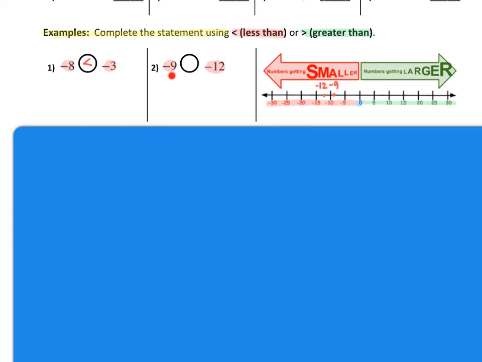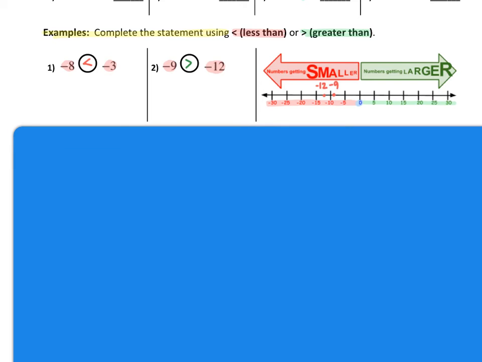If we look at example 2, we're also comparing two negative numbers, negative 9 and negative 12. When I plot those two numbers on the number line, I notice negative 12 is further to the left than negative 9. So that means negative 12 is less than negative 9. So negative 9 is greater than negative 12. So for example number 2, we're going to use the greater than symbol.